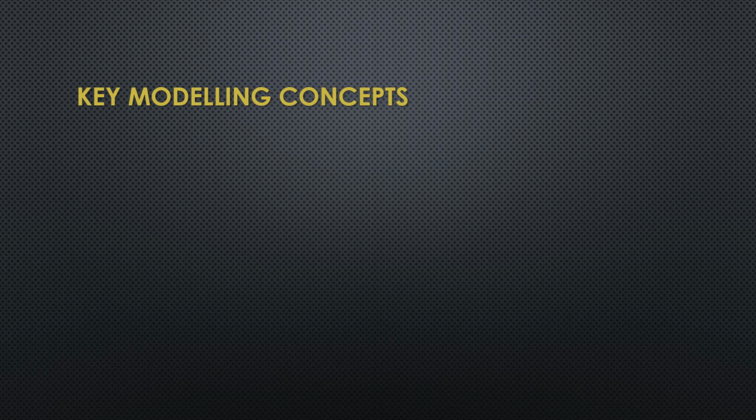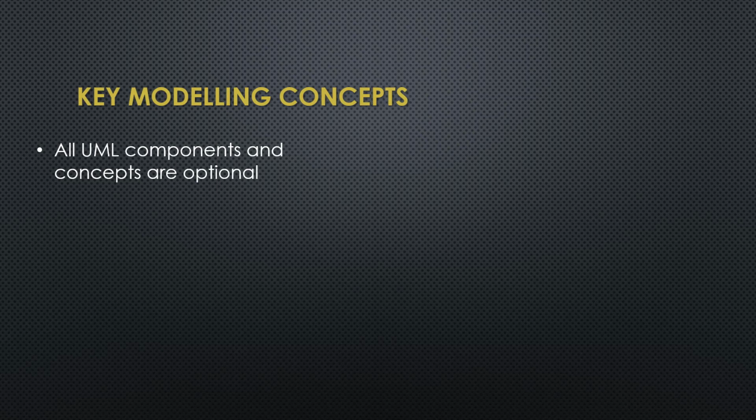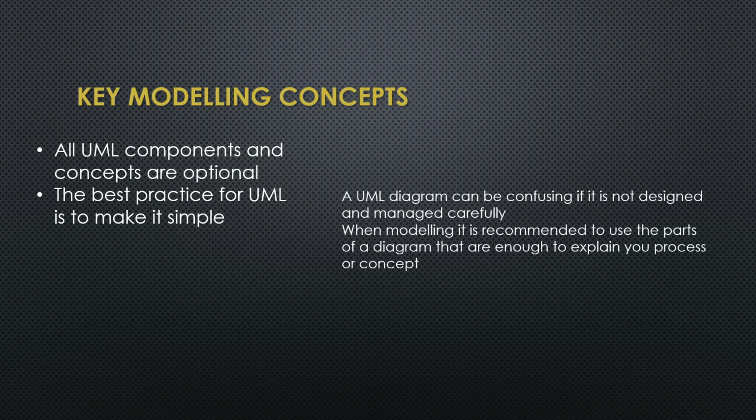Let's see some key modeling concepts. All UML components and concepts are optional. UML is designed to be flexible to represent any process or organization. For this reason, these components and concepts are optional. The best practice for UML is to make it simple. A UML diagram can be confusing if it is not designed and managed carefully.